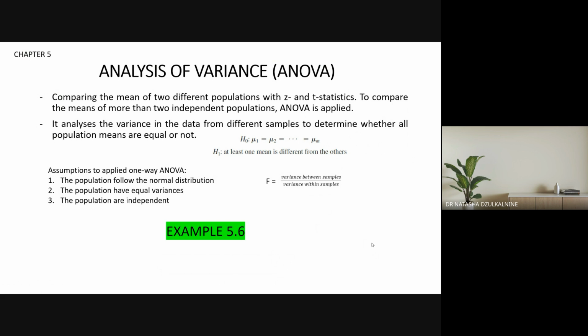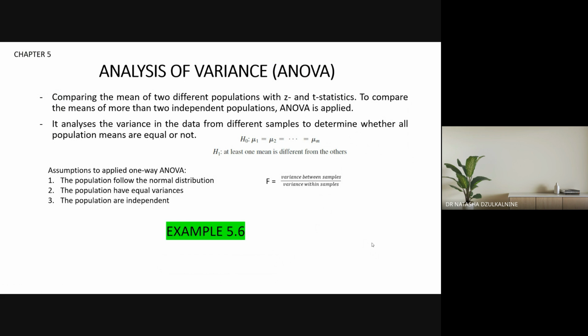It analyzes the variance in the data from different samples to determine whether all population means are equal or not. So we want to check whether the mean of the populations or samples is equal or not. That's the simple hypothesis for the ANOVA.